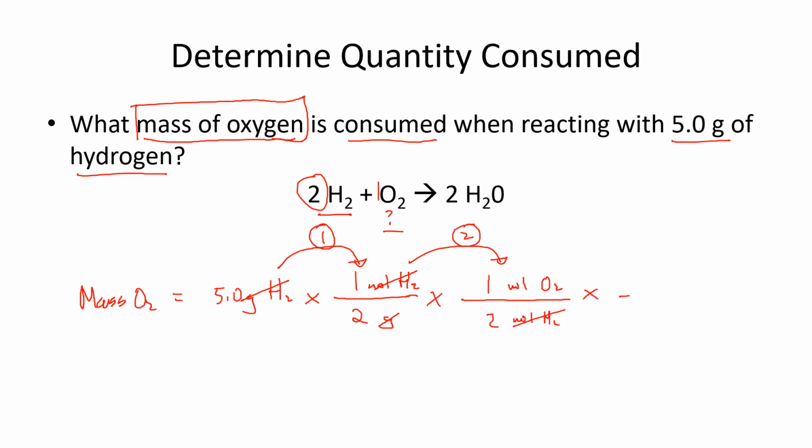Step 3 is to convert from the moles of the target, the thing that we want, into the unit that we want. So it says what mass of oxygen. So we want to know how many grams of oxygen are going to be made. And for that, we can use our molar mass. So the molar mass of oxygen is 32 grams for every mole. And that will cancel out the moles of the oxygen and leave us with mass, which is what we were looking for in the first place. So with your calculator, you can work that out. So 5 divided by 2 divided by 2 times 32 equals 40. So you would need 40 grams of oxygen in order to react with 5 grams of hydrogen.